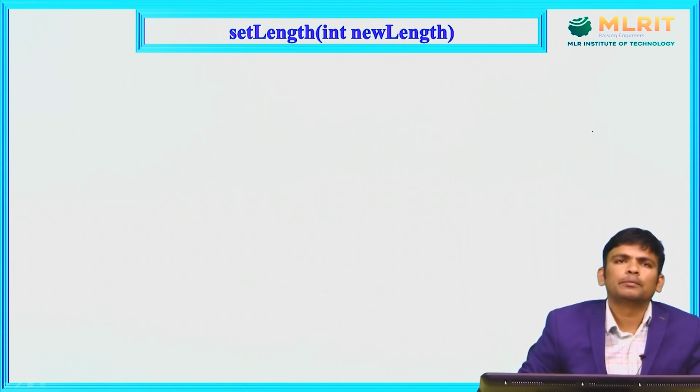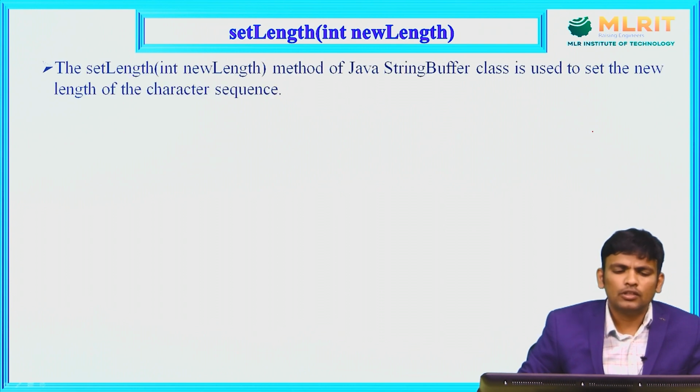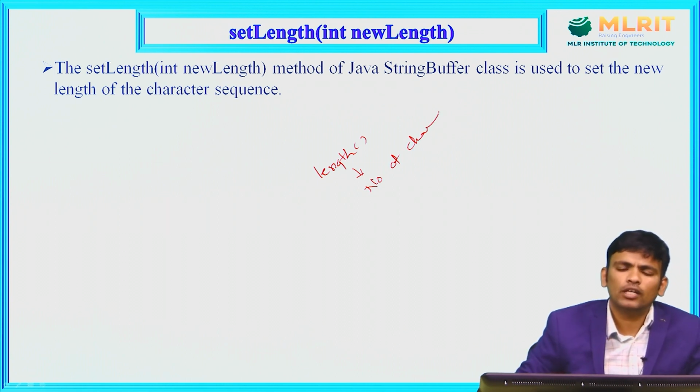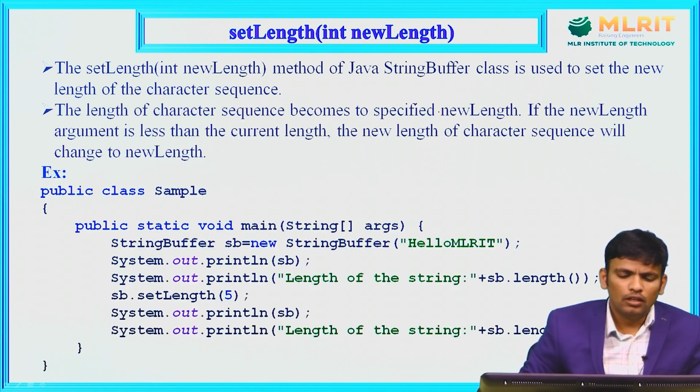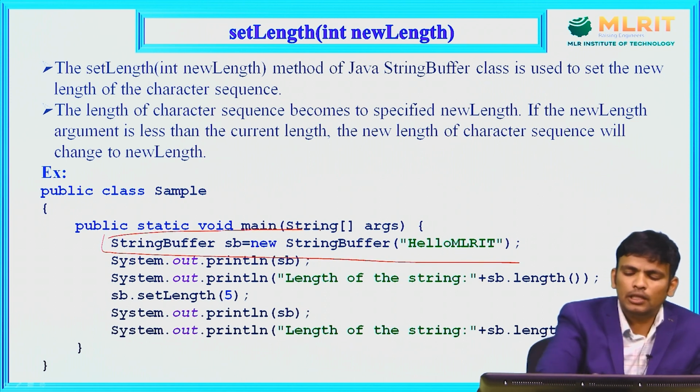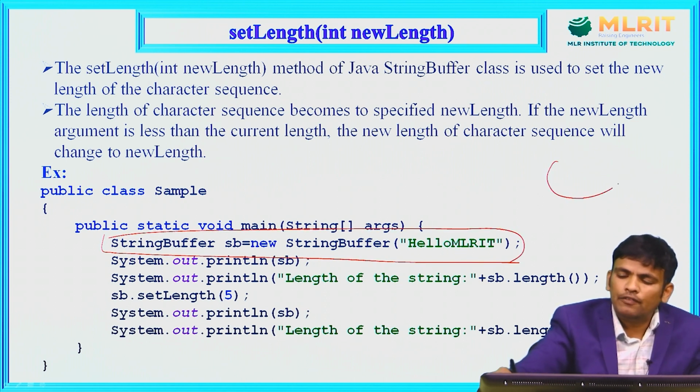Next, the setLength method. Here you can set the length of your string. In general, whenever you apply the length method on a string object, it will return the number of characters. And setLength means you can set your own length on any string. Suppose I take an example here: I have a StringBuffer object, and SB is pointing to this one.